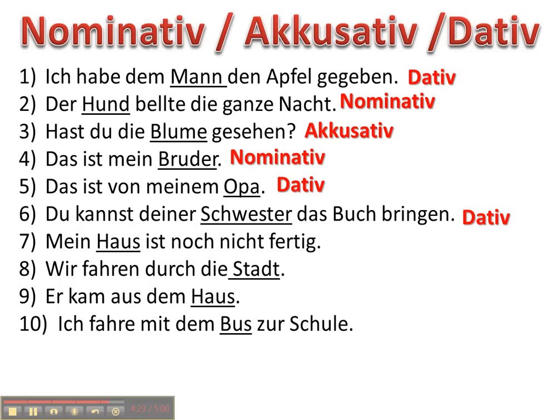7, mein Haus ist noch nicht fertig. House here is the subject, so it's nominative. 8, wir fahren durch die Stadt. Durch is a preposition that governs the accusative, so it's accusative. 9, kam aus dem Haus. Aus is a dative preposition, therefore house is dative. Und Nummer 10, ich fahre mit dem Bus zur Schule. Again, a dative preposition, which makes Bus dative.